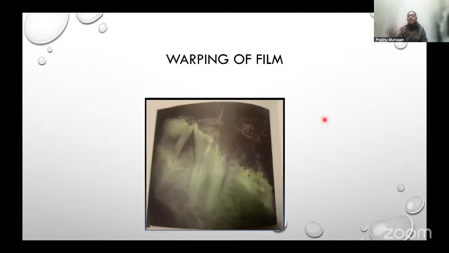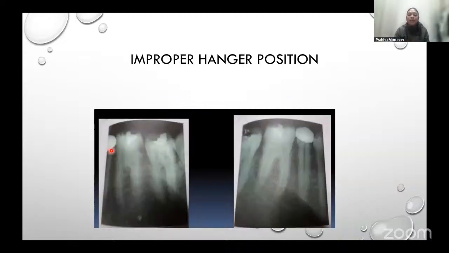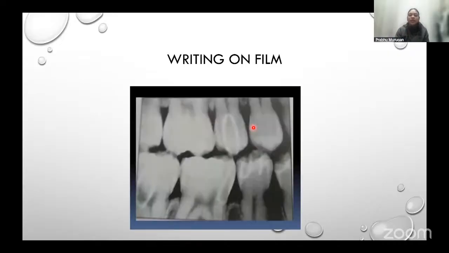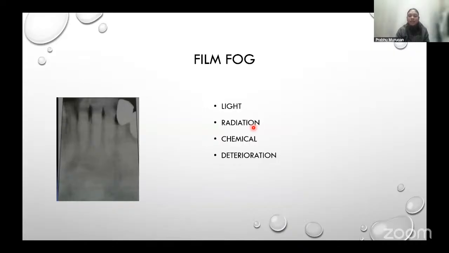Warping of the film is when, over time, the gelatin that is present tends to create warping of the film. Improper hanging position: the image of the clip will tend to interfere with the occlusal region or the apical region. Scratches, again a processing error only. Writing: we try to write the name of the patient or the data, and sometimes this can interfere with the X-ray's diagnostic quality.